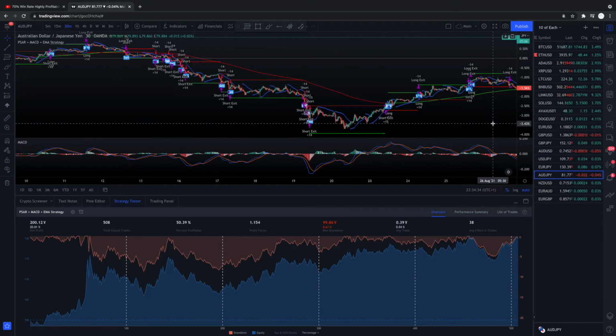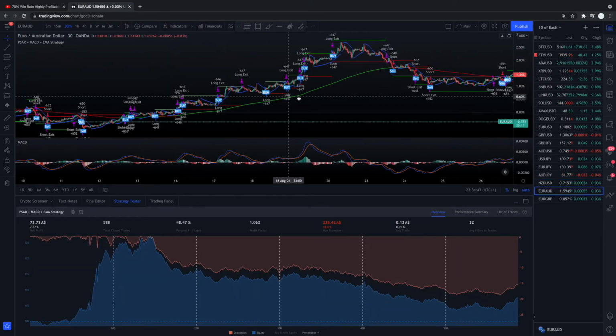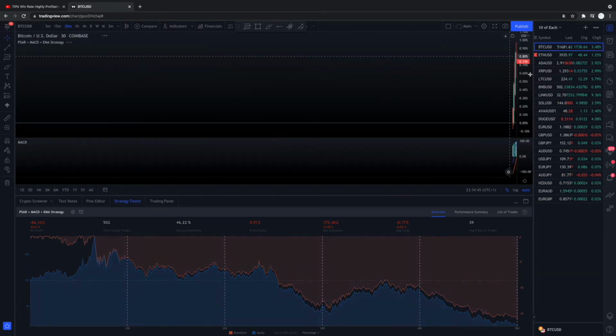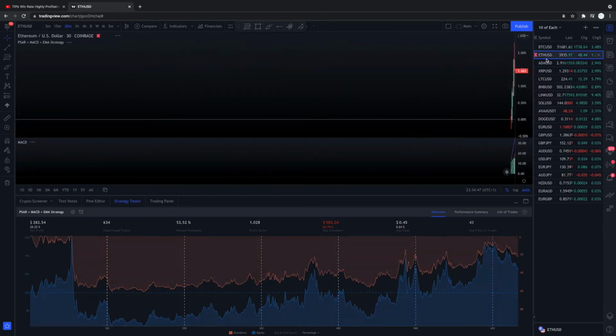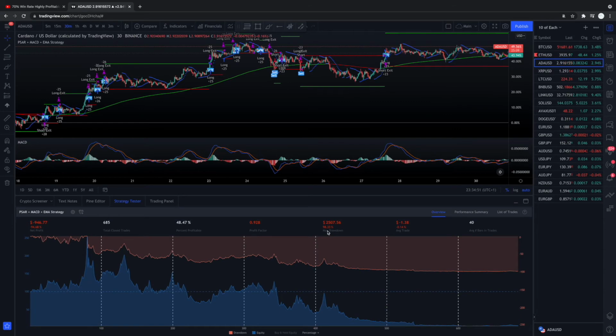That's profitable, but still not great. 8.6% drawdown for 20% net profit, not great. Feel free to pause it. And then looking at crypto, these are huge drawdowns. You can tell the volatility.